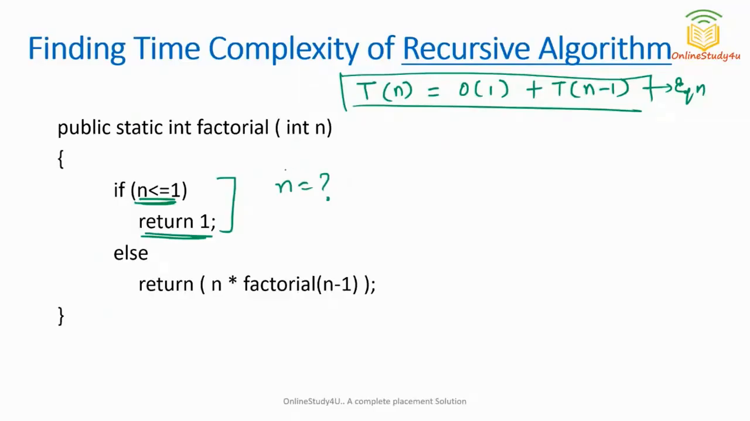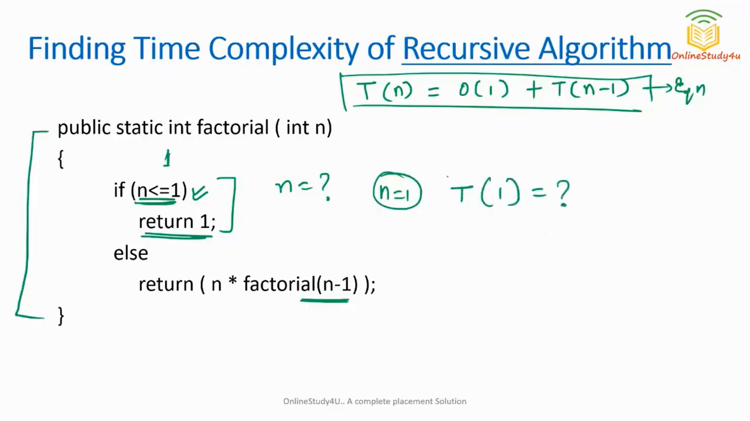Anyone? 0. Okay. If we take the first value which will come while decreasing, it is 1. You can see if it is 1 also, then the condition will be true. So I am taking n is equal to 1. Now when n is equal to 1, what will be the time complexity of this entire code? So I can write T of 1. What will be T of 1? Is it big O of n or big O of 1?